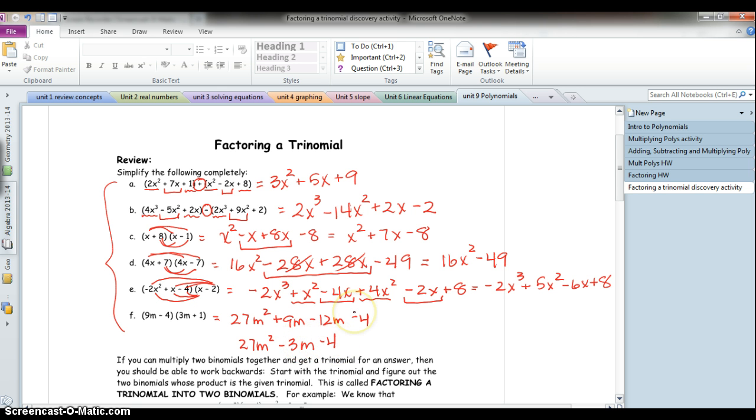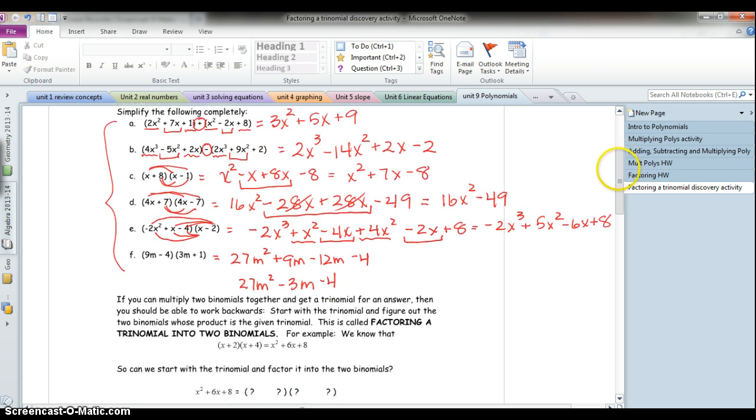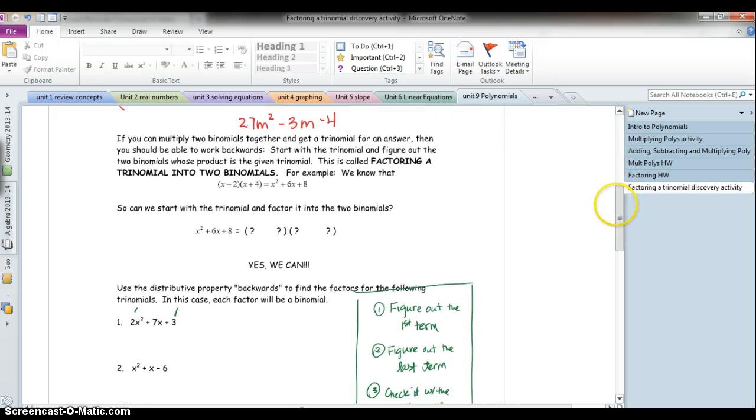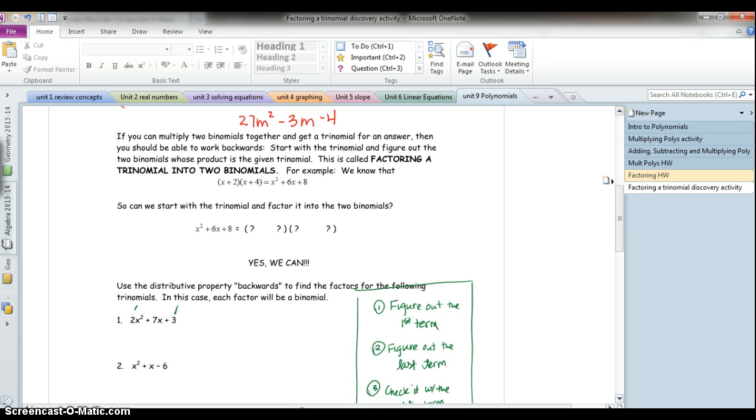Okay, so all of that is reviewed. We did all of that last class. But now we're going to do something a little different. This time around, if you just read this paragraph right here, it basically says that the problems that we just went over were ones where I gave you the two binomials and you had to multiply them and your answer was a trinomial. But now we're going to work backwards. And working backwards is called factoring.